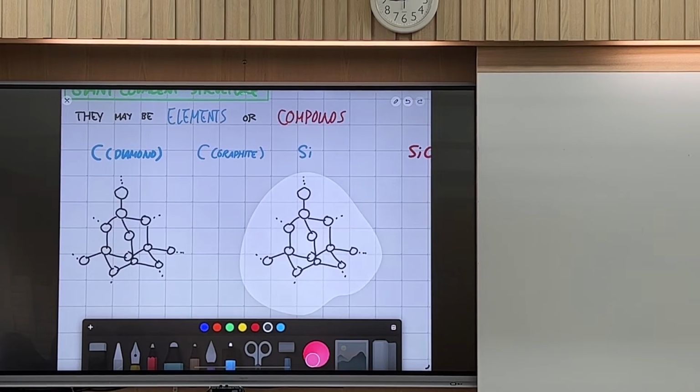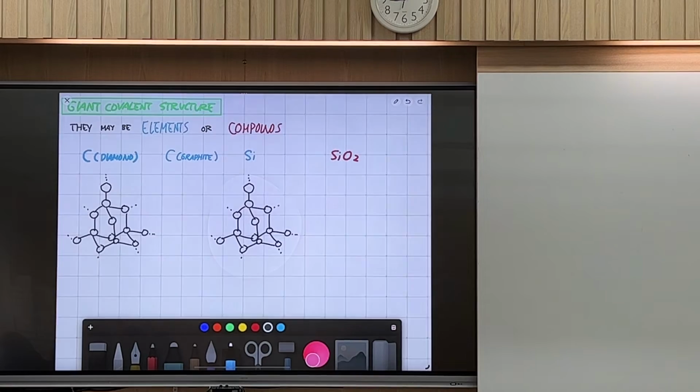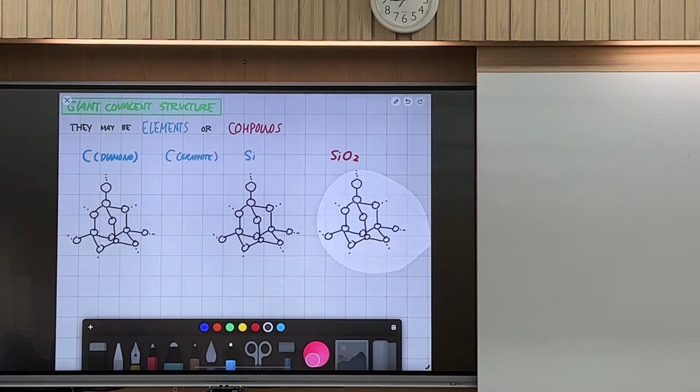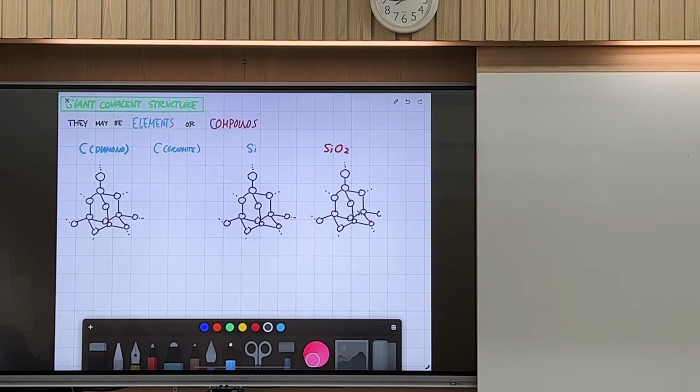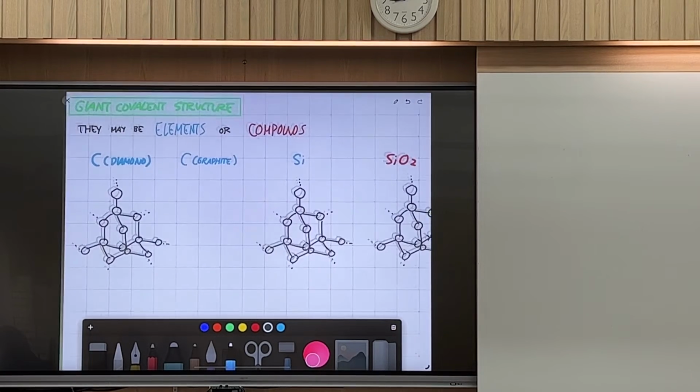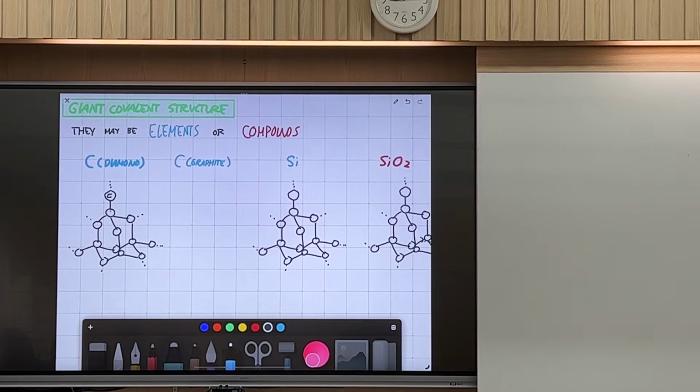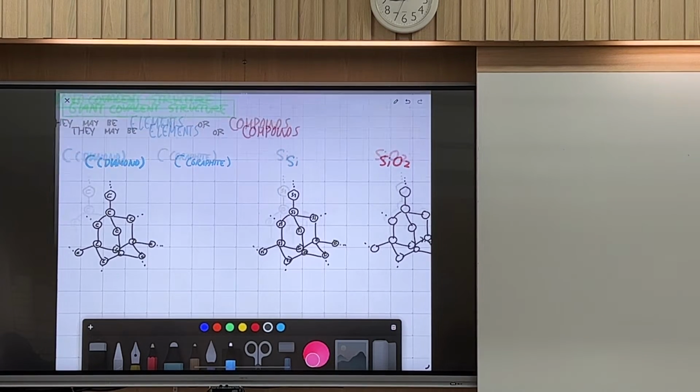And you have silicon, and then you have silicon dioxide. So note that I'm drawing the same structure for SiO2, and diamond. And the only difference between these is that in diamond, all these atoms are carbon. And in silicon, all these atoms are silicon, Si. Remember the second letter, i, is in lowercase. They are not both in uppercase. Okay, so Si.